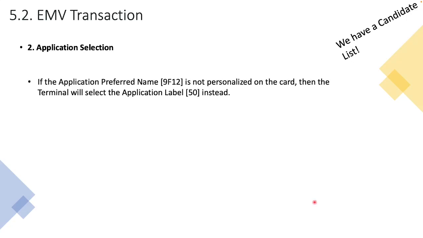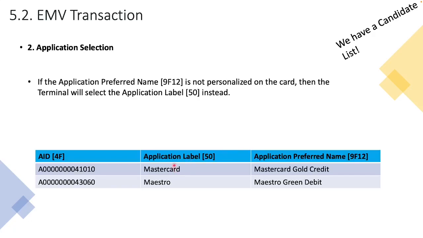As I said, if the application preferred name is not personalized, and the optional tag is not on the card, then it will default to the mandatory tag, which is application label. This one here.